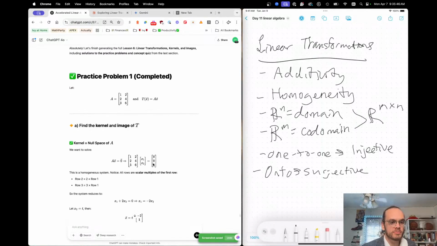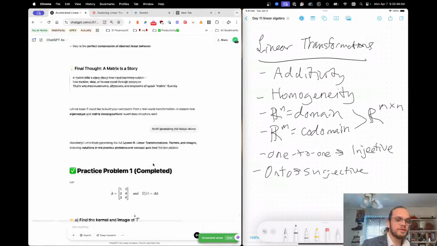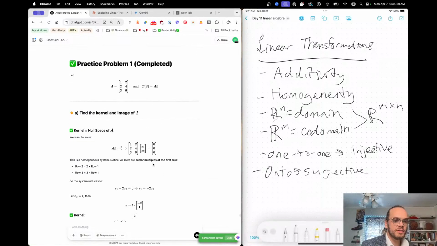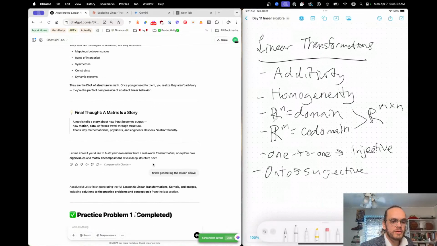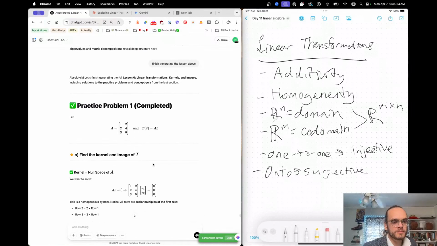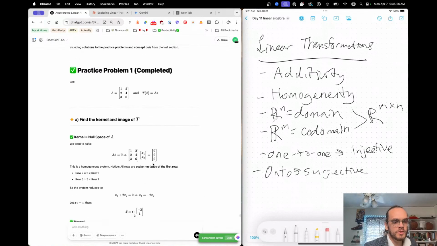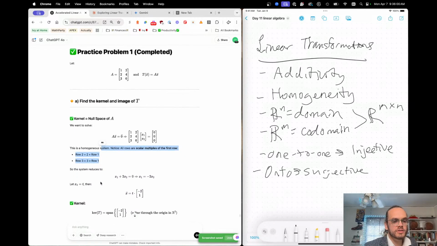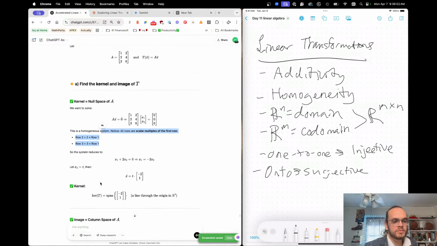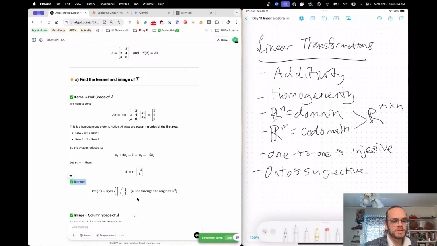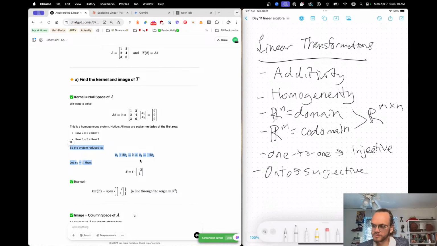Practice problem 1 completed. Find the kernel and image of T. Okay. To find the kernel, I just realized they're all scalar multiples. So the kernel of T, I have to do row reduction. Okay, I should actually write this out.